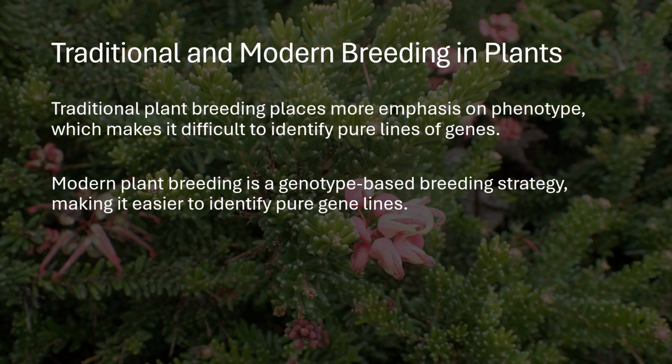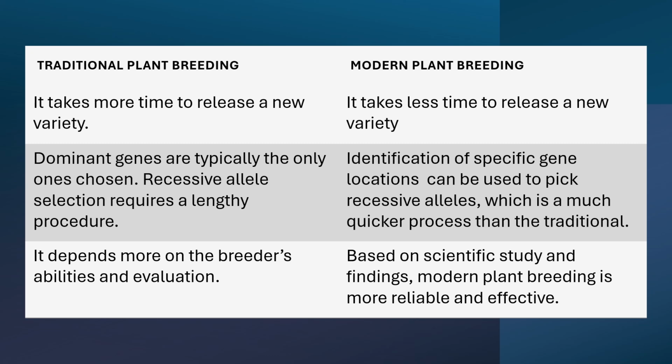And to put it simply, traditional plant breeding is not that efficient and modern plant breeding is very efficient. The only difference is that modern plant breeding requires you to know about the genes. And here are some of the pros and cons about traditional plant breeding and modern plant breeding. Not pros and cons, but how they compare to each other.